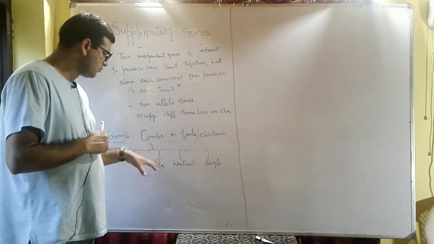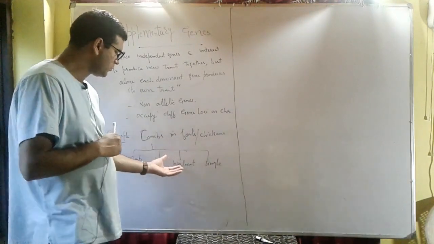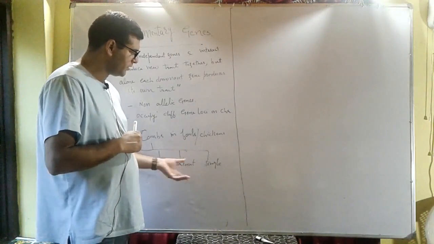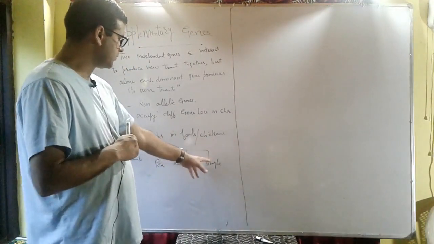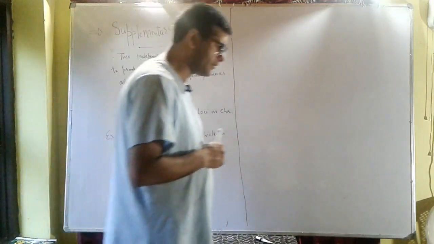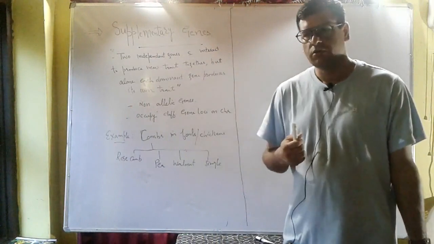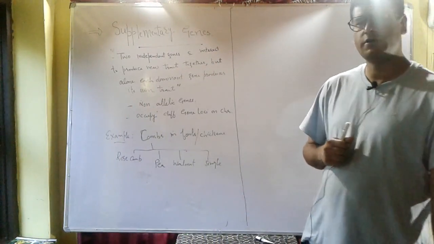When these two dominant genes R and P are brought together, they produce a new comb that is called walnut comb. And this single comb is produced by the two recessive genes, small r and small p.